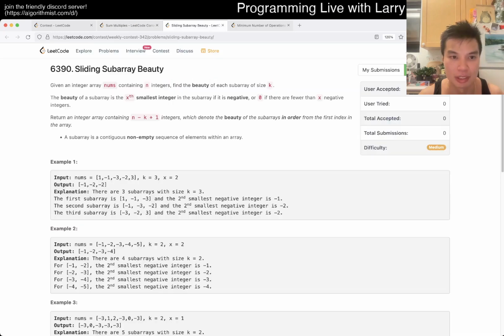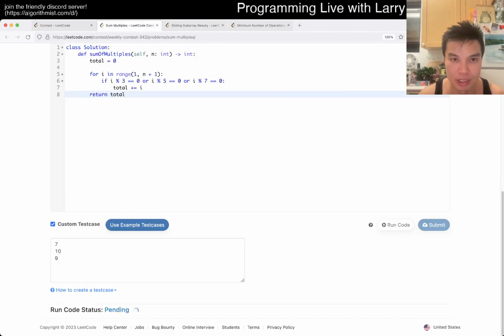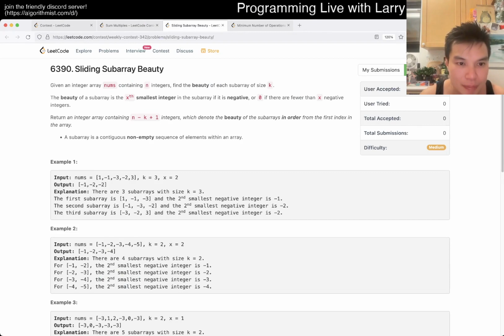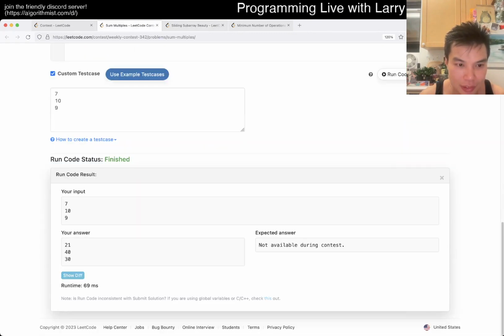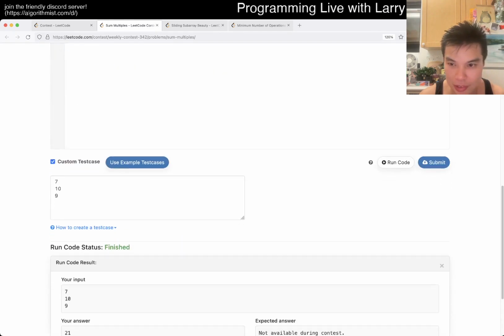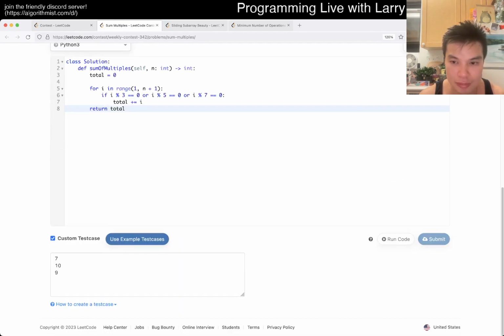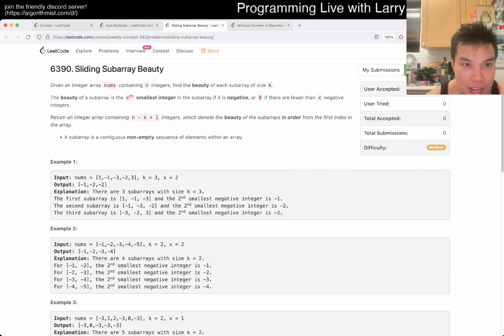Running, so we'll see. All right, let's take a look at Q3 real quick. All right, well, it is what it is. Find the beauty of each subarray of size k. Okay, the beauty is the x smallest integer in the subarray if it's negative, or zero if there are fewer than x negative integers. Okay, so that was good.